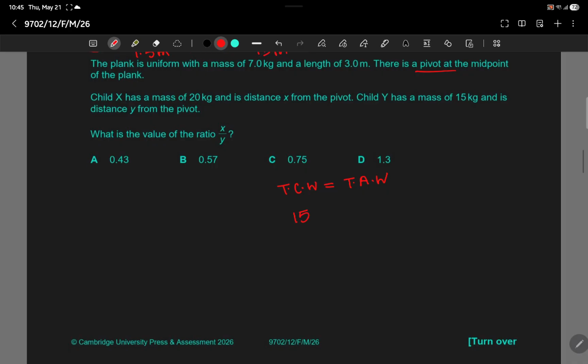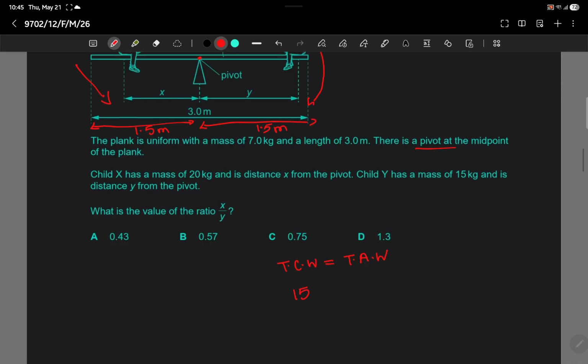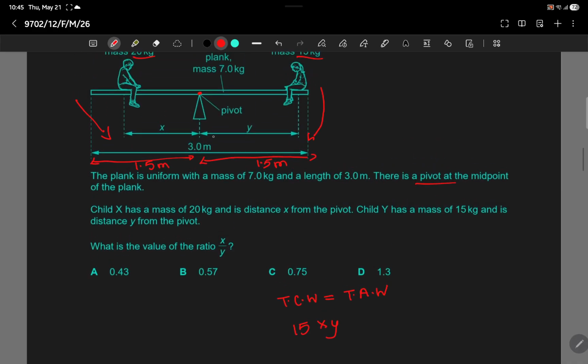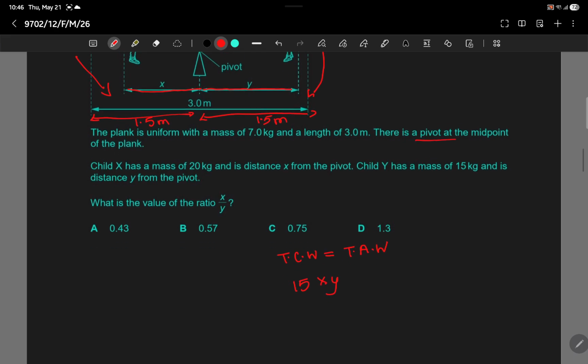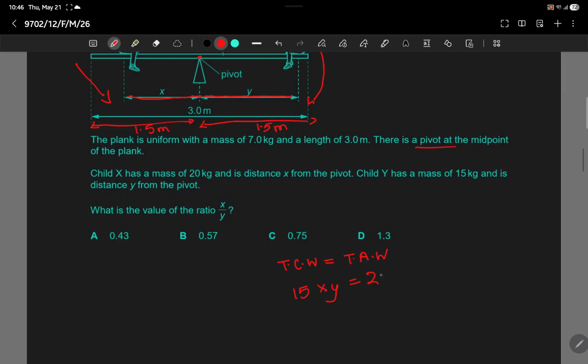We don't have to convert it to weight because all of it is mass, so they will just cancel out. So let's just think of this as mass into Y. The distance is Y from the pivot, right? This is X from the pivot. So this is from Y, and total anti-clockwise moment is the mass of child X into this.